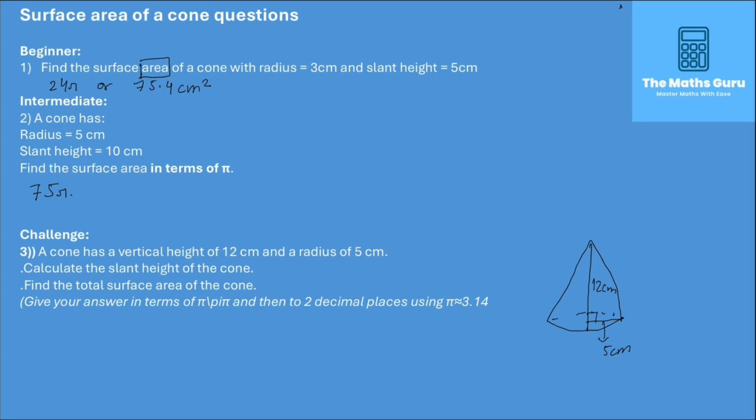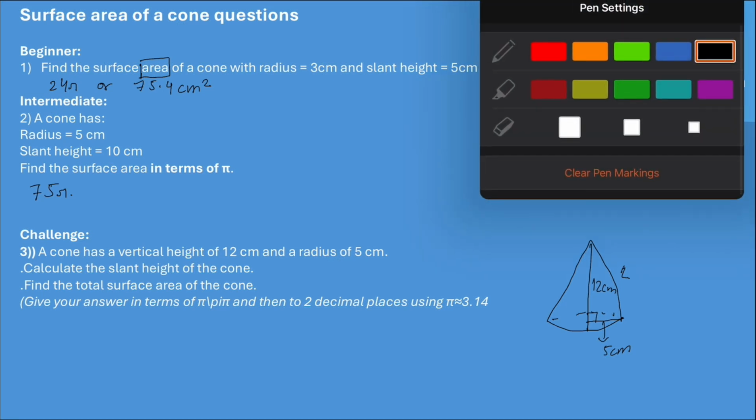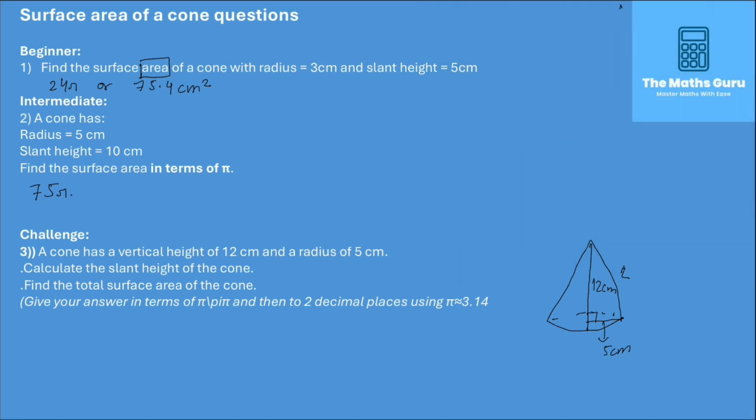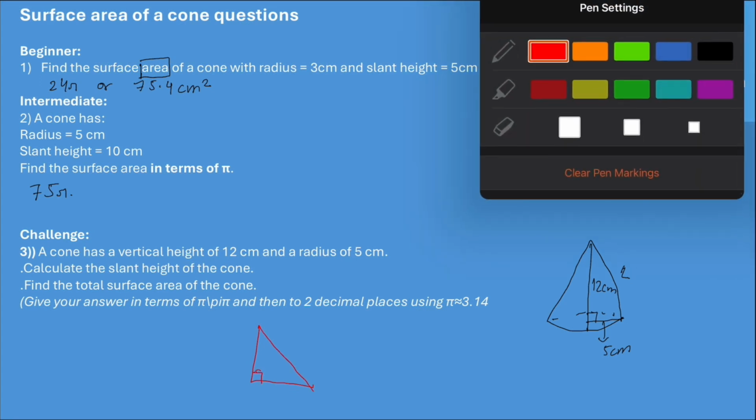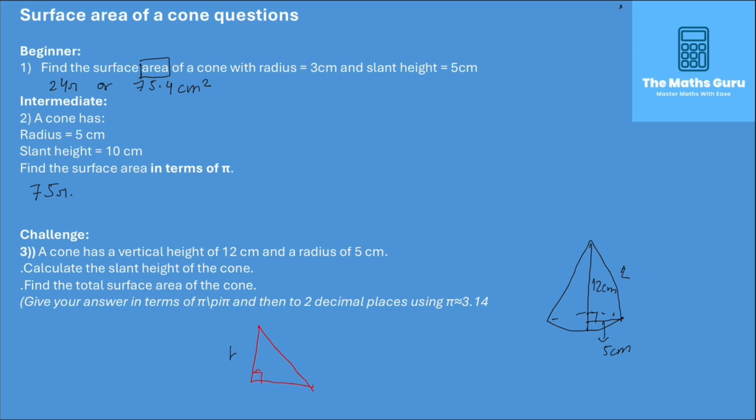So this is a two-part question, and what it's asking us to do is first work out our L. I don't know if you guys have seen it, but the triangle that our radius, height, and slant height form is actually a right angle. So this becomes our H, this becomes our L, and this becomes our radius. In this case, we can write it out as 5 centimeters here, 12 centimeters on the vertical.